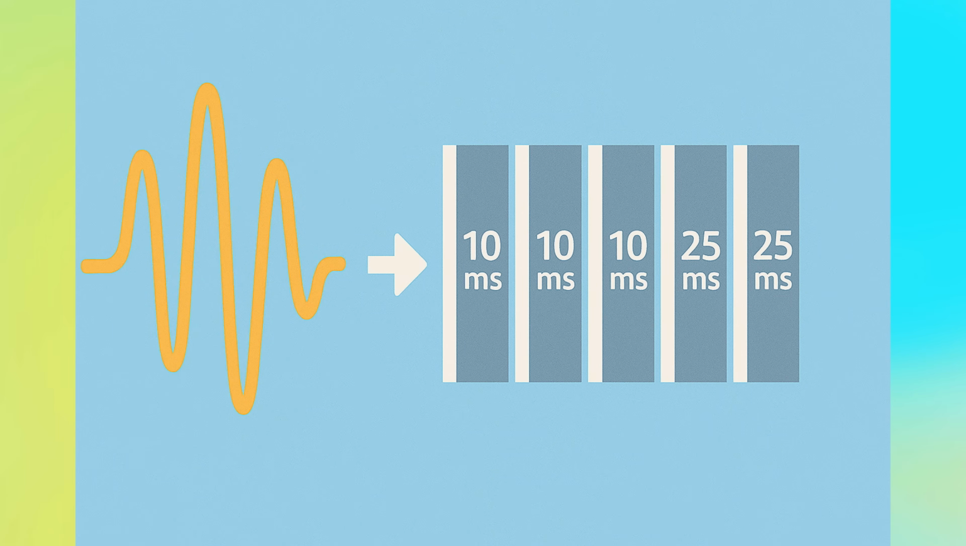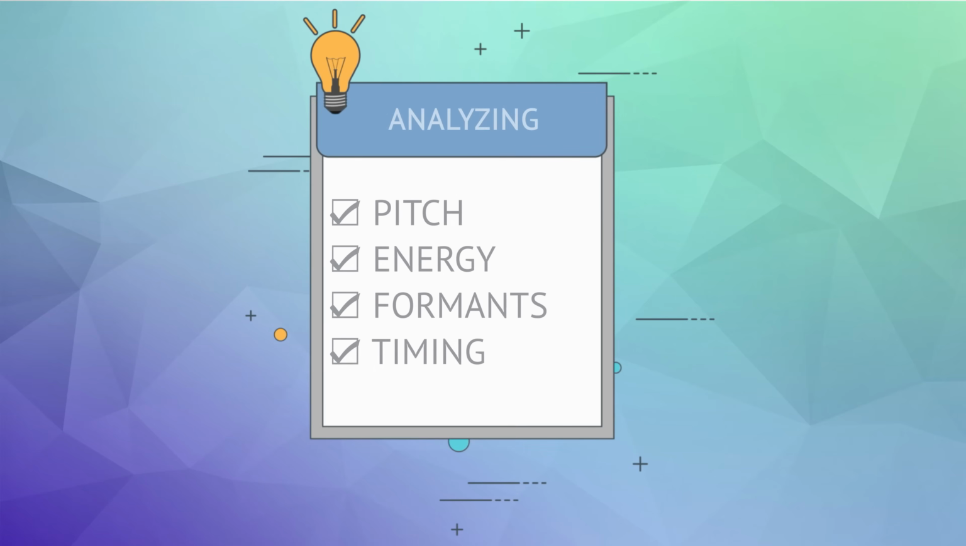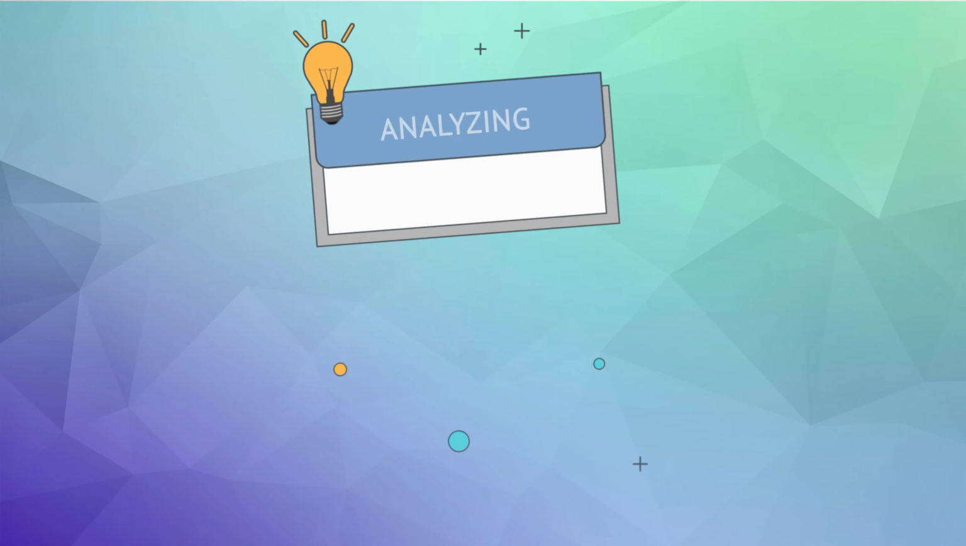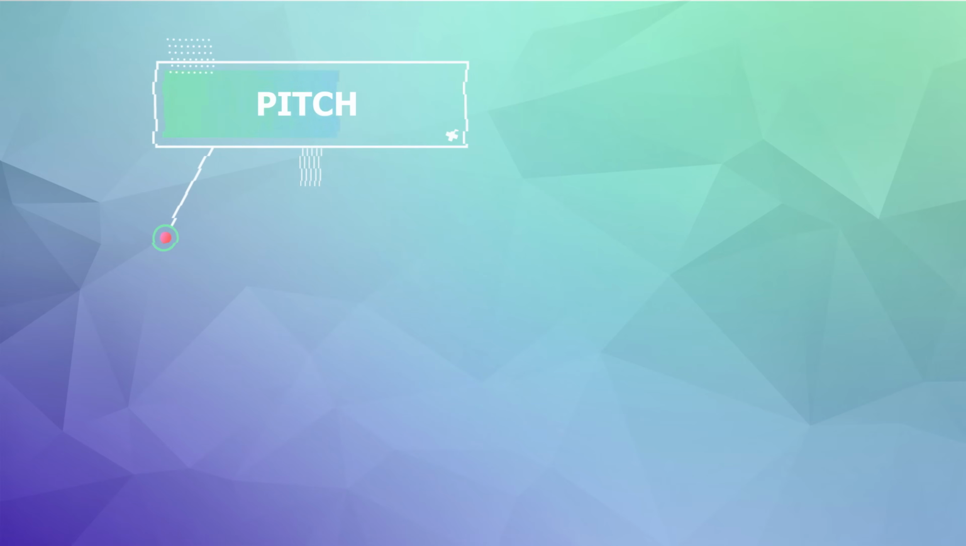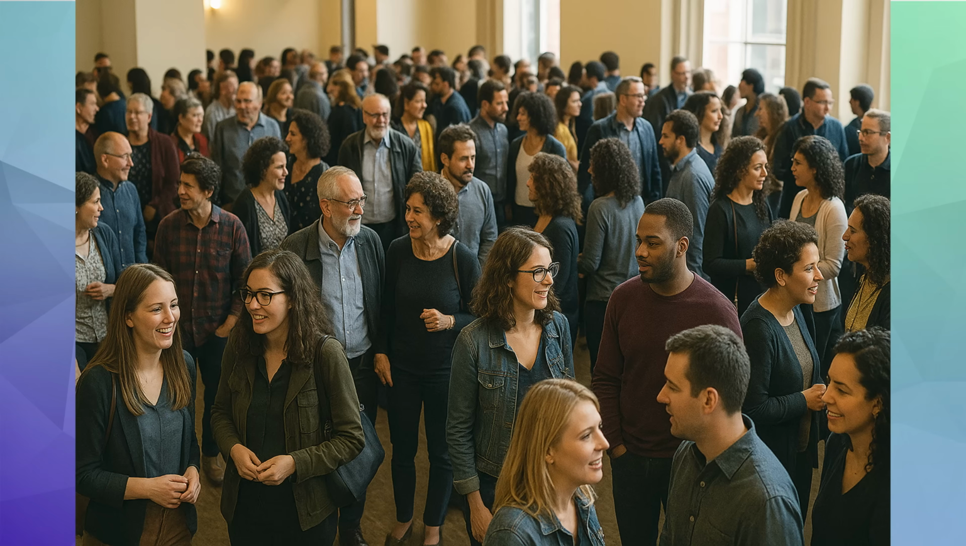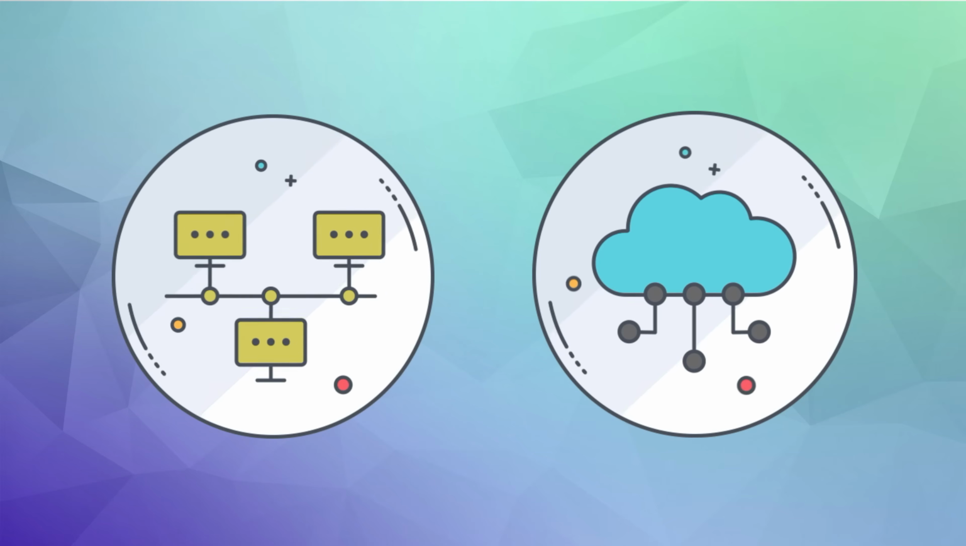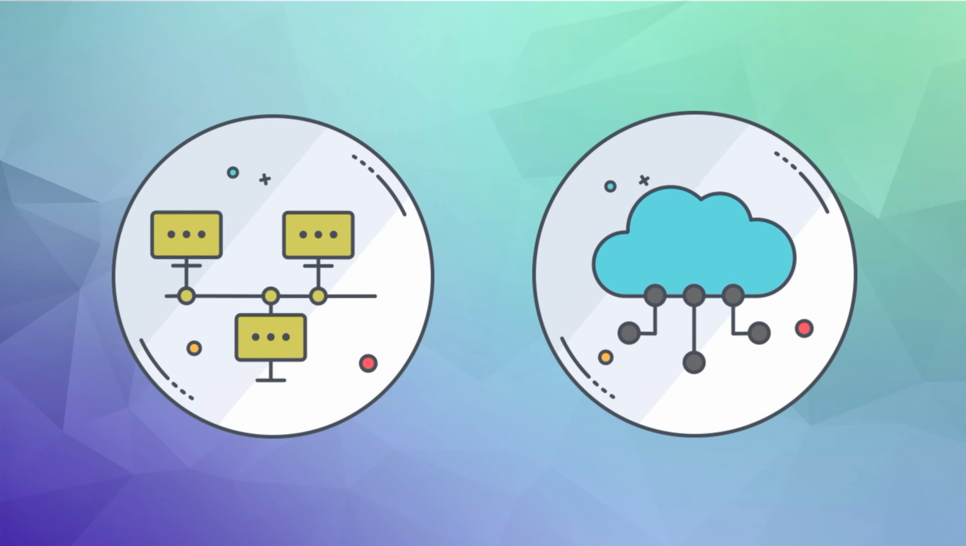When you speak, AI breaks your voice into tiny time slices, as short as 10 to 25 milliseconds, and then it analyzes features like pitch, energy, formants, which are those resonant frequencies in your voice, and timing. And then the model uses these acoustic features to predict which phonemes you're producing. It's kind of like how your brain fills in missing sounds in a noisy room. The AI is constantly guessing which phoneme fits best based on patterns it's already learned.